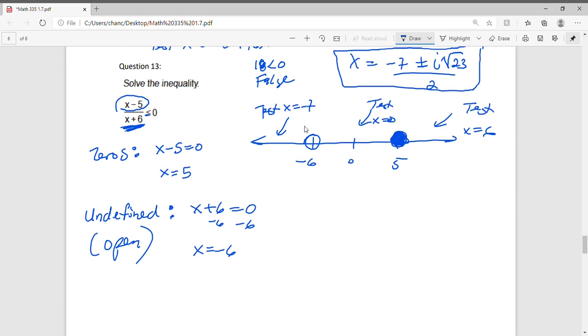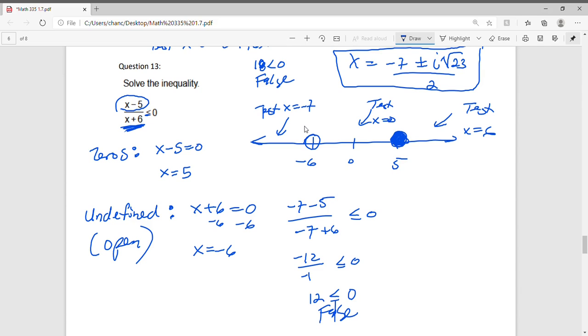So let's plug in negative 7. Negative 7 minus 5 over negative 7 plus 6. Is that less than or equal to 0? We have negative 12 divided by negative 1. And that's positive 12 is less than or equal to 0. That's false. So don't shade to the left of negative 6.